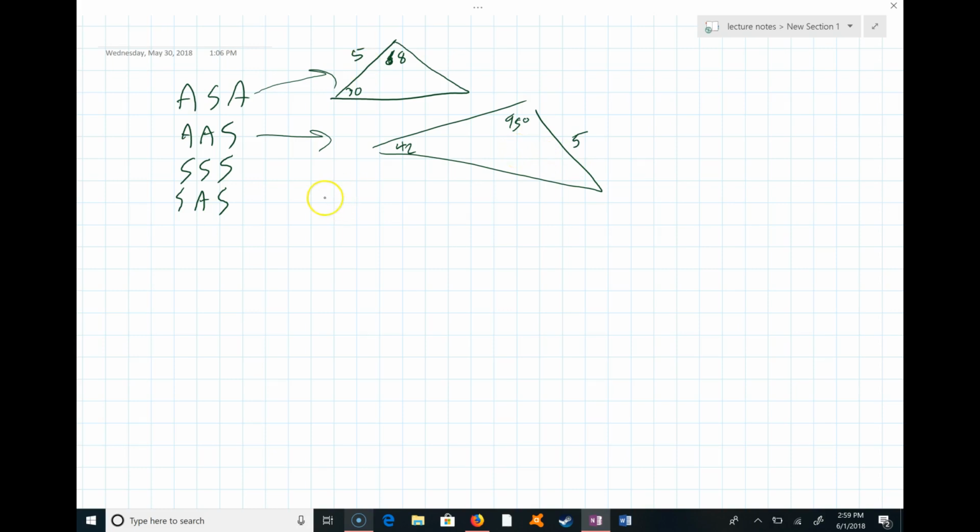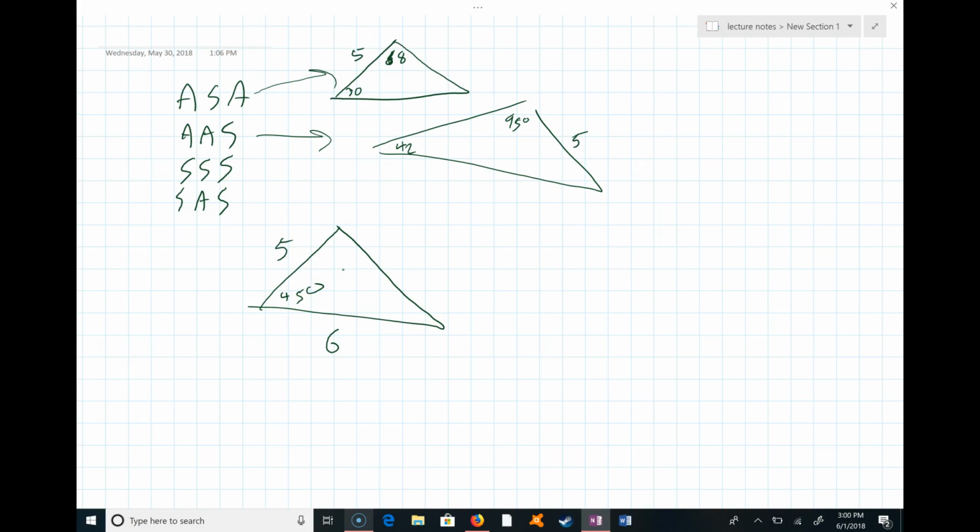And then of course, side, side, side would be where I know all three sides. And then side, angle, side would be a case where I know this side is 5, this side is 6, and then I know the angle in between them, like 45 or something like that, okay?